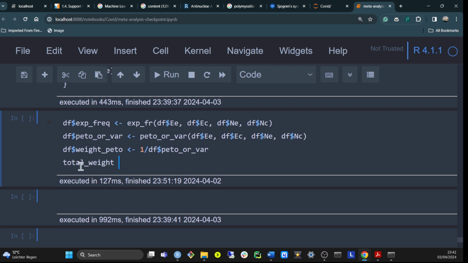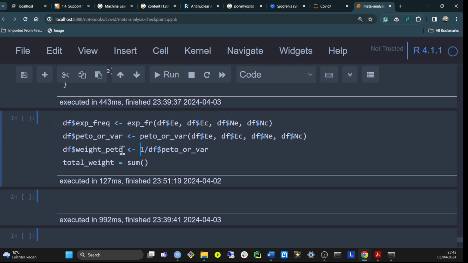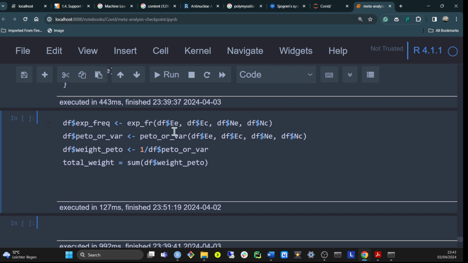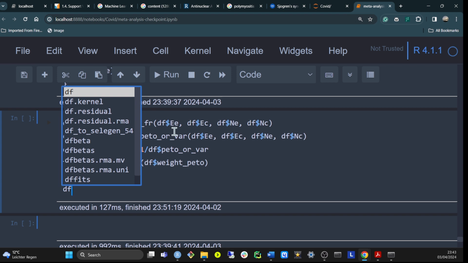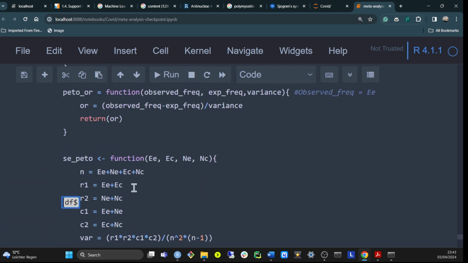The next thing I need is to get the lower and the upper values. That means the confidence interval. The 95% confidence interval is calculated this way: effect size plus or minus 1.96 times the standard error. That's how we calculate it. So now for the lower, what we need is the pooled log odds ratio. This would be the lower log odds ratio.